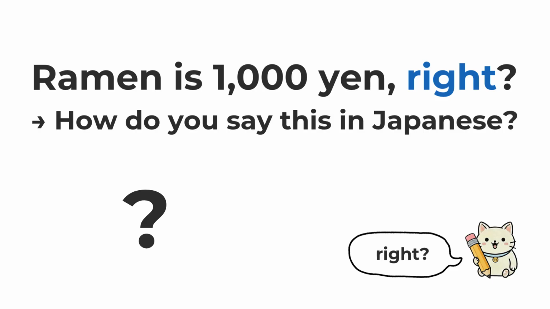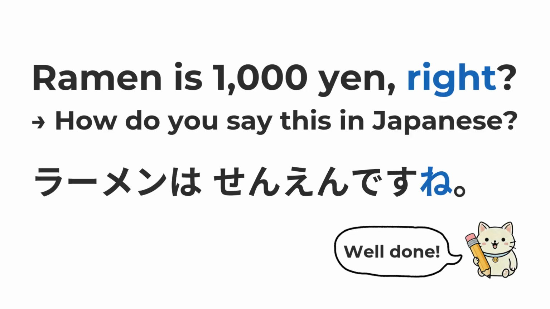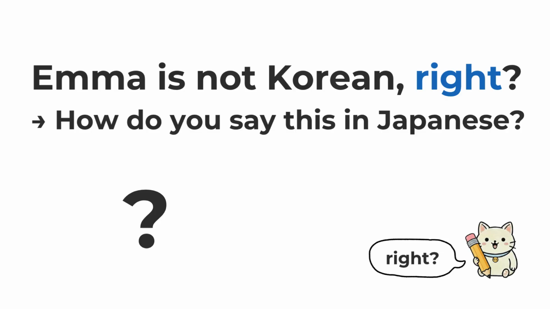Ramen is 1,000 yen, right? How do you say this in Japanese? Pause and try. ラーメンは1000円ですね。 Ramen is 1,000 yen, right? Well done.